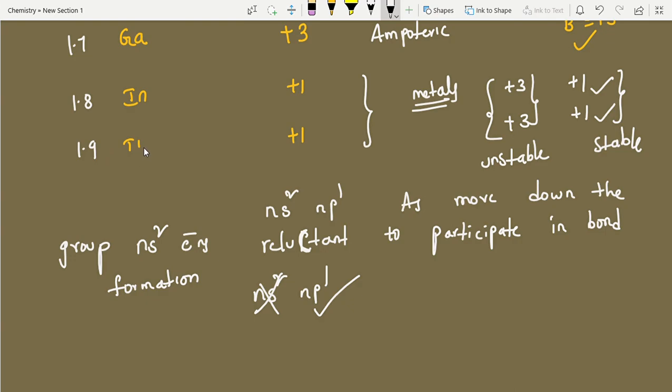They are ready to lose electrons only. Only one electron is losing. That's why in the indium case and thallium case, it shows +1 oxidation state. What is the reason, students? Due to inert pair effect.